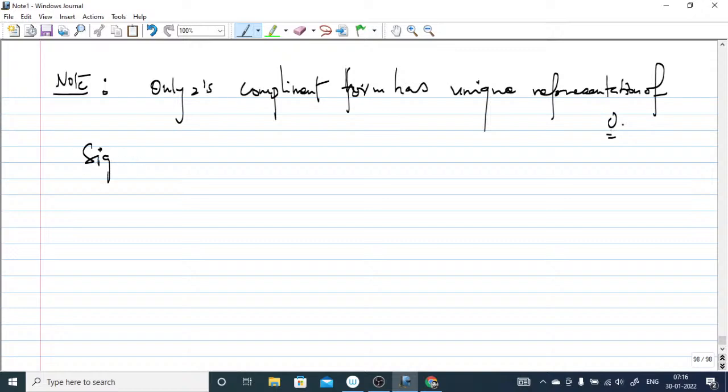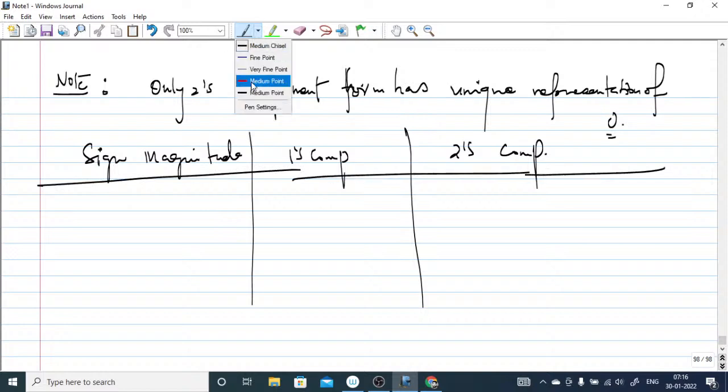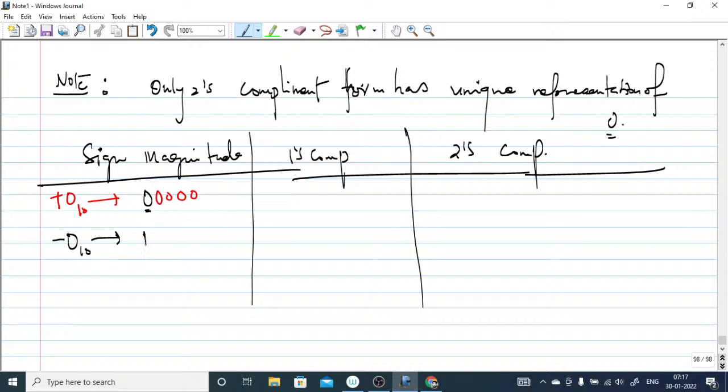So if I talk about sign magnitude form of 0, and 1's complement form of 0, and the 2's complement form of 0, how is 0 represented in these three formats? In sign magnitude, if this is plus 0, we write 0 0 0 0, but for the sign you will have to put an extra 0, and this 0 denotes a positive number. And suppose this is minus 0, there must be 1 as the sign bit, and the magnitude is going to be 0 only. So 0 has two representations in sign magnitude format, remember.